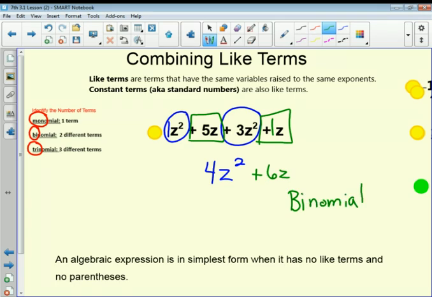Okay, so that's working with identifying your types of terms. Monomial means 1, binomial means 2, and trinomial means 3. Once again, it's after you simplify your terms.